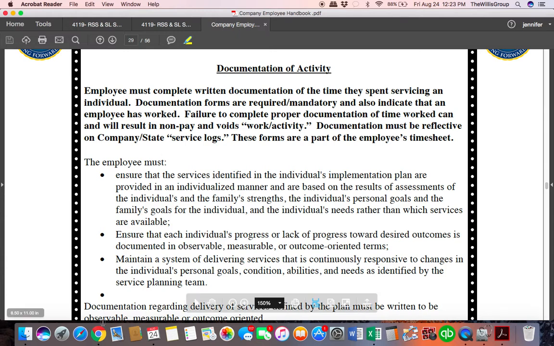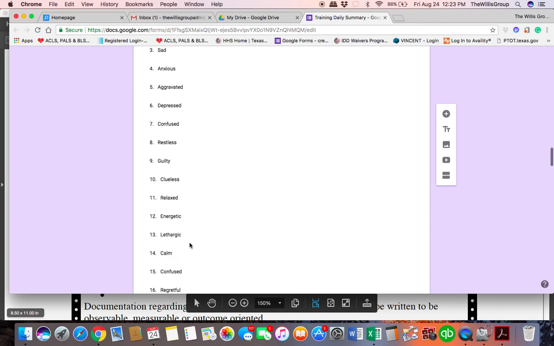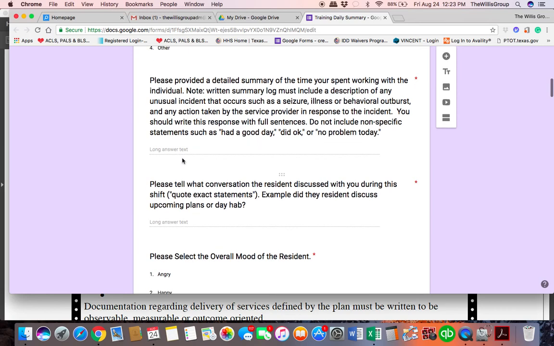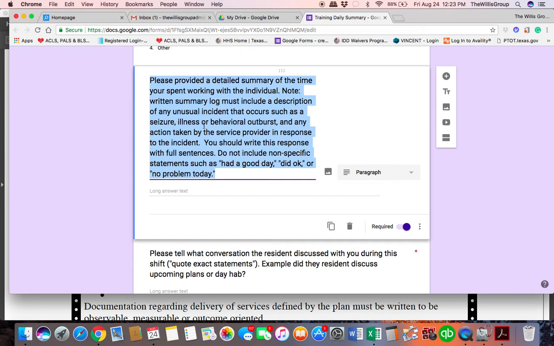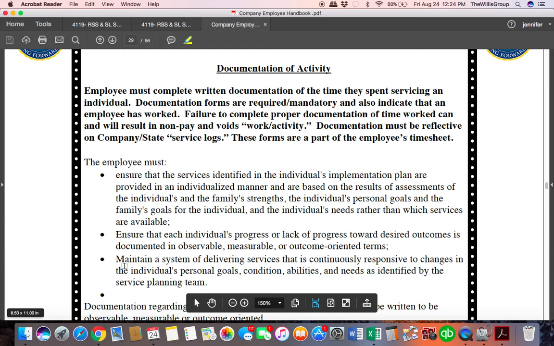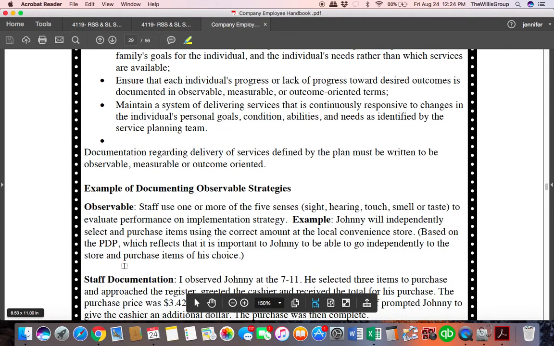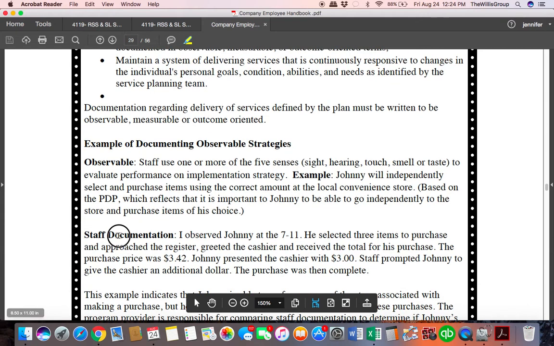On this online form, in the section here, we're talking about providing a detailed summary of the time you spent working with the individual. This part of the handbook is giving you an example of how your documentation should be written. Staff documentation can be something as simple as what is written here, because this simplicity also demonstrates that it is simple and it is detailed.